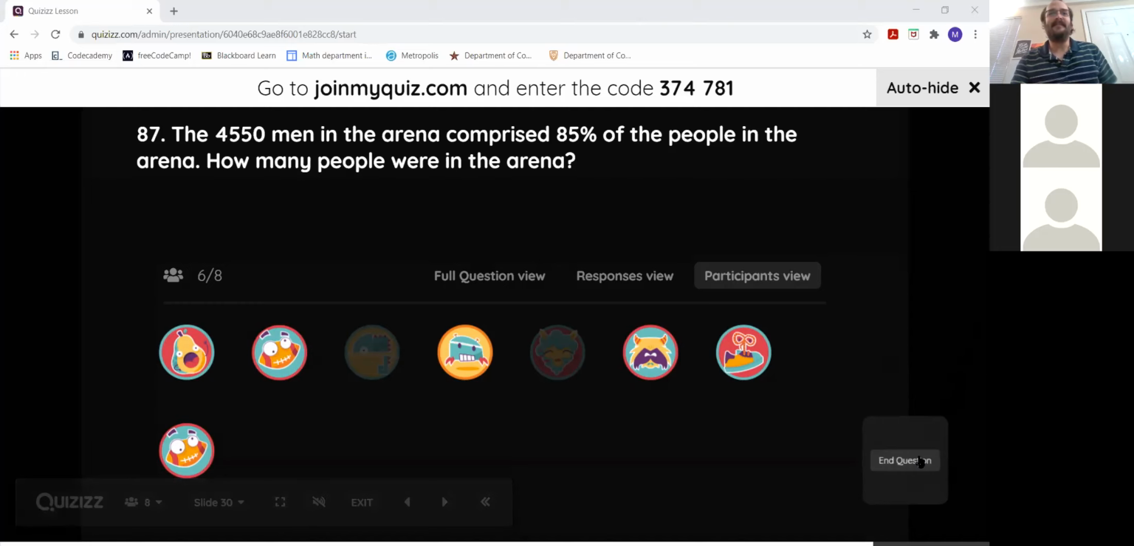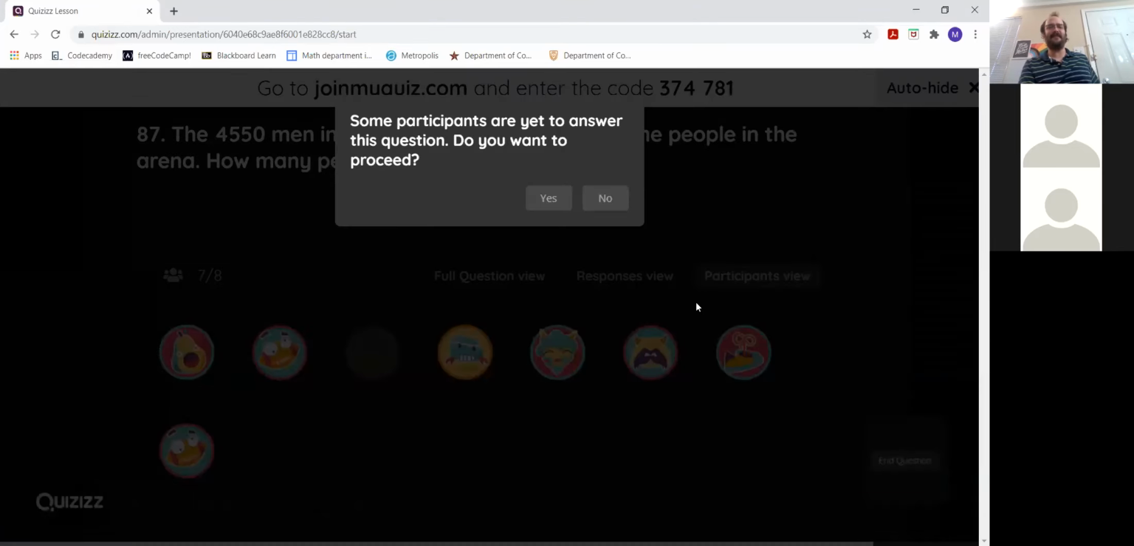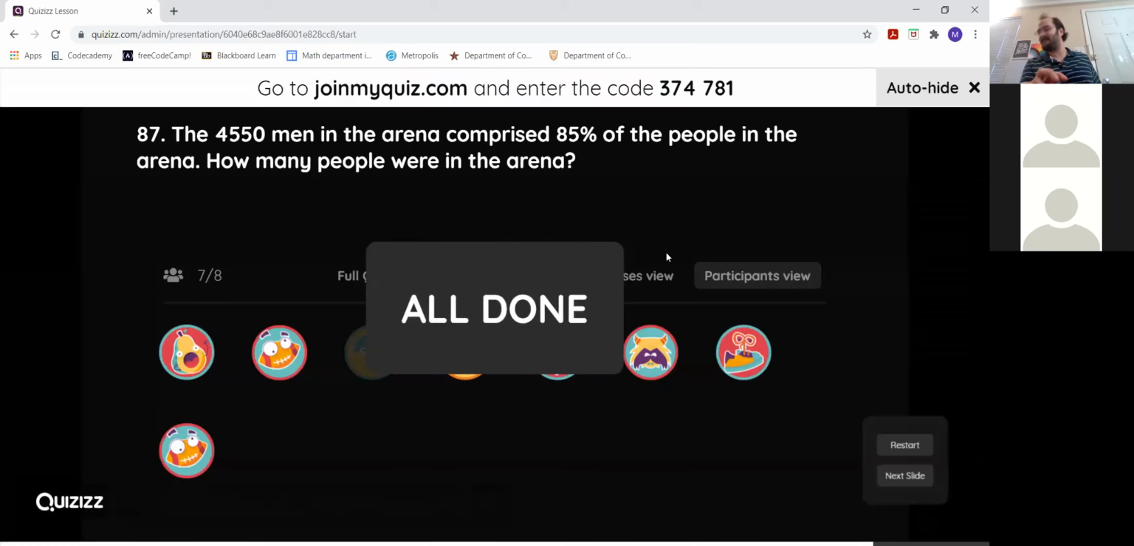Oh man, come on. I don't want to spend forever on this problem. Doing 85% of a number is going to get us to this. So if we're multiplying one direction, we got to divide to get to the other direction. So you should be dividing what, 4550 by 0.85, I believe, is what you should have done.